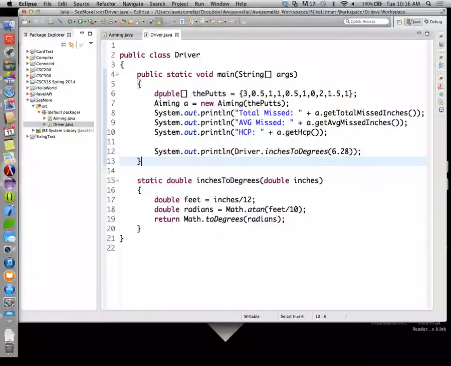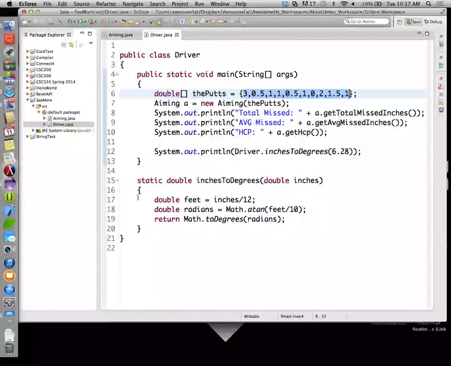Just as a reminder where we left off last time, we are working on a tool that reads in a bunch of distances. So these are the putts and how much they missed by, right? The center of the hole. Actually, these were angles, right? Offset. Okay, so that's what we read in here. Didn't we do the math for those? Oh, we did the inches to degrees here.